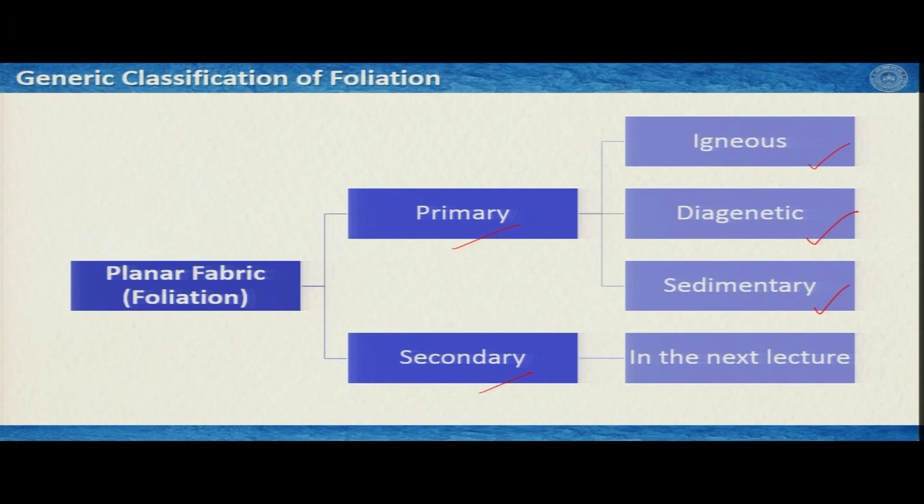Now, in the context of studying structural geology, these igneous and diagenetic foliations are not that important. However, I have a couple of slides to give you an essence of how they look, what their appearance is. But sedimentary primary foliations are important in studying structural geology, particularly in low grade rocks. And we will of course learn the secondary foliations and their classifications in the next lecture. So, let us have a look at these igneous, diagenetic and sedimentary foliations.